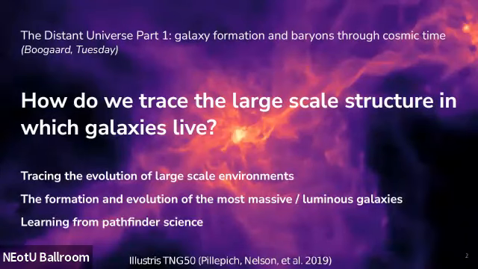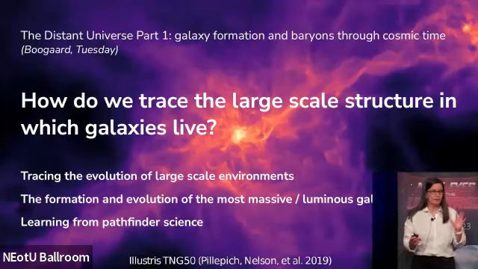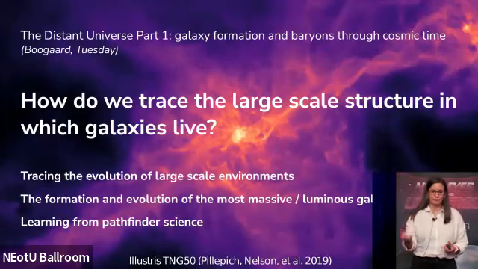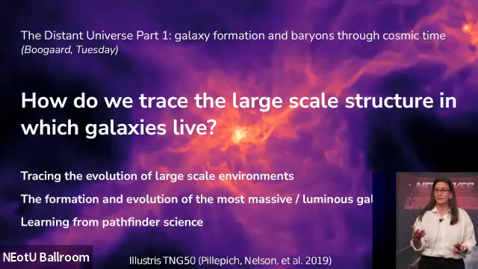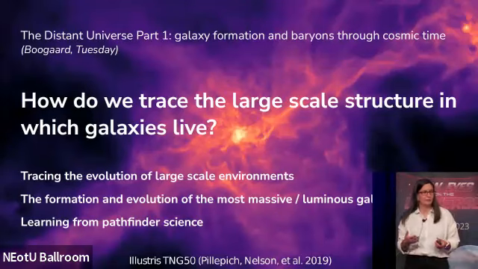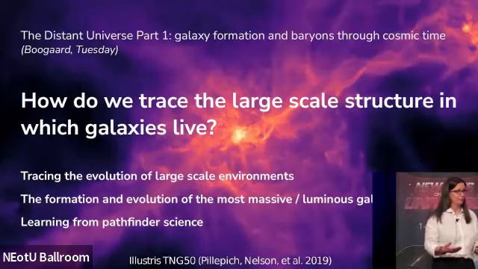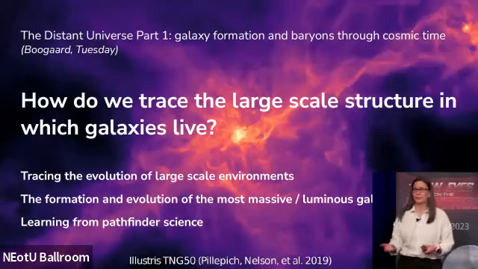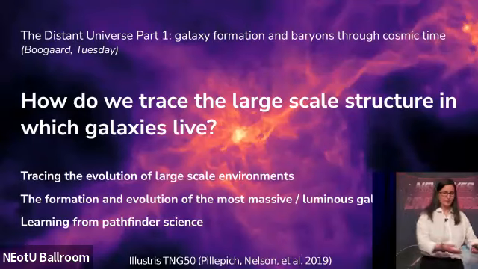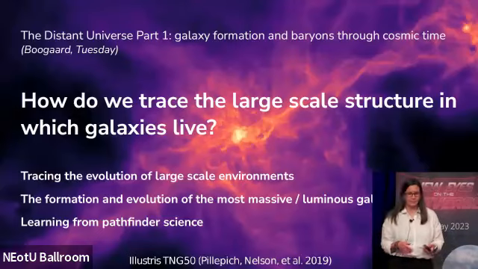So Linder talked on Tuesday about the distant universe part 1, so galaxy formation and baryons through cosmic time. And today we're going to focus on how we trace the large-scale structure in which galaxies live. This talk is divided into 3 parts. We'll first cover tracing the evolution of large-scale environments, and then we'll talk about the formation and evolution of the most massive and luminous galaxies in our universe. And that's not necessarily looking at them when they are the most massive and luminous, but also the progenitors of the most massive and luminous galaxies. And then we'll finish up with learning from Pathfinder science.